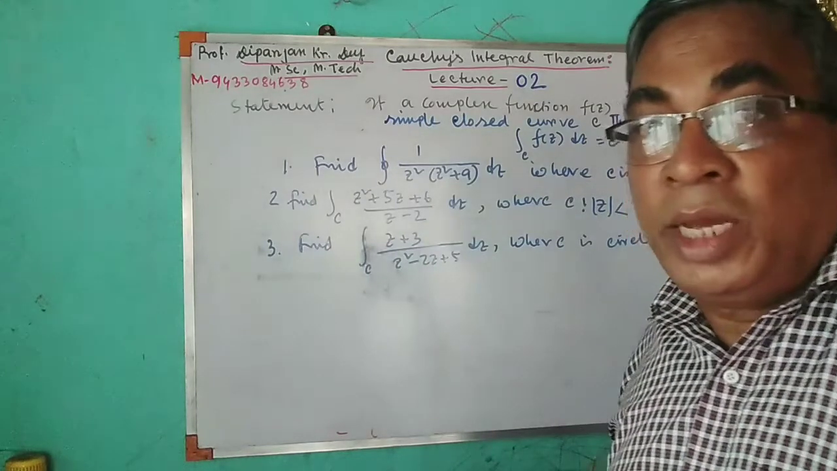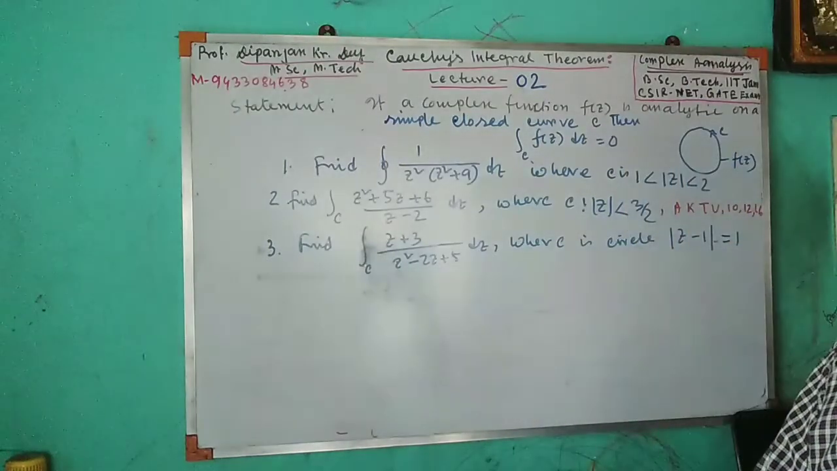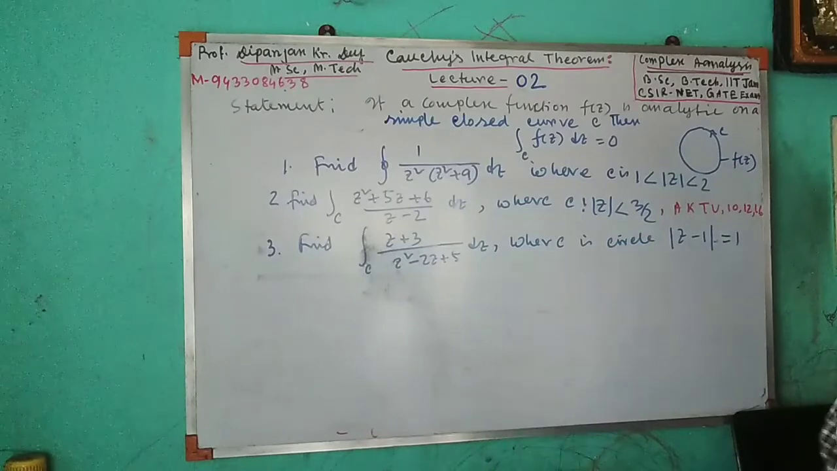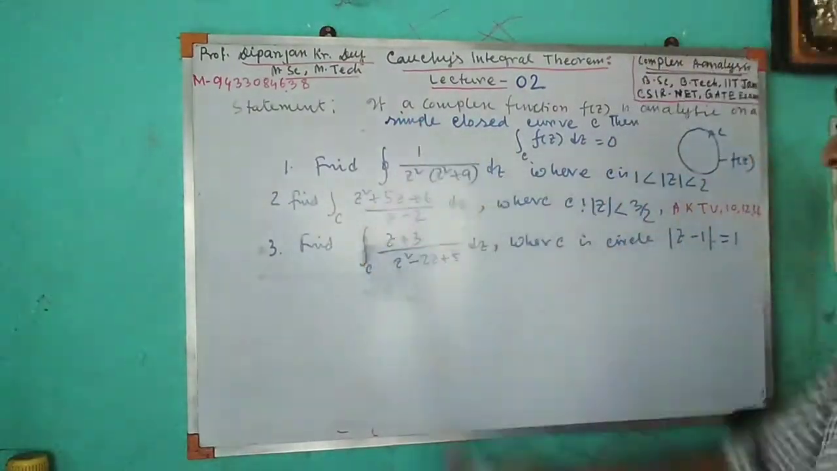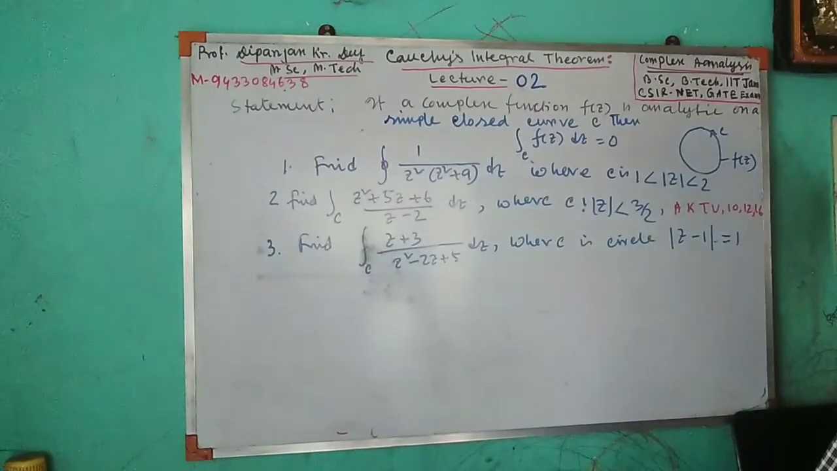In this lecture, the learner will be able to understand three sums on Cauchy's integral theorem. That is sum number 1, 2 and 3. These three sums I will solve in this lecture.